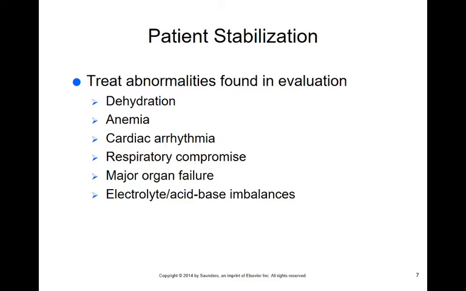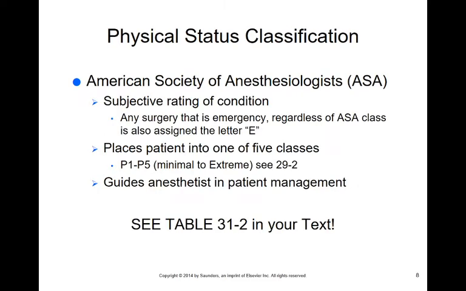So some things that we want to do would be run fluids for dehydration, or a blood transfusion if they're anemic. Cardiac arrhythmias, we want to figure out what's causing that. We may need to treat that first. If there's any respiratory compromise, we have to be able to support the lungs and make sure that they are oxygenating their brain and their tissues in order not to lose them during surgery. Any major organ failure, we want to try to fix that before we put them under the stress of anesthesia. And electrolyte or acid-base imbalances within their bloodstream and their body, we need to fix that as well.